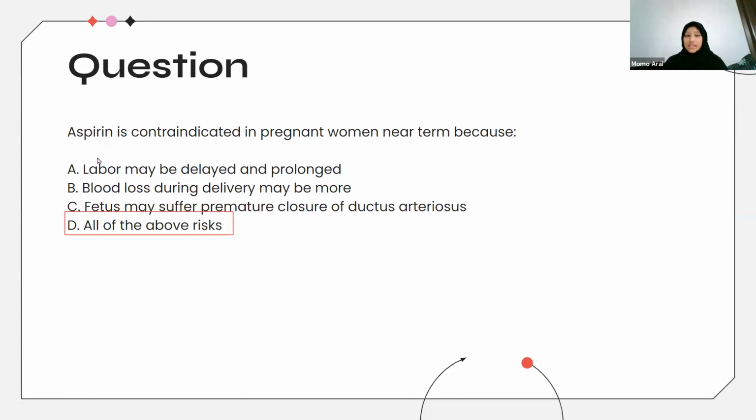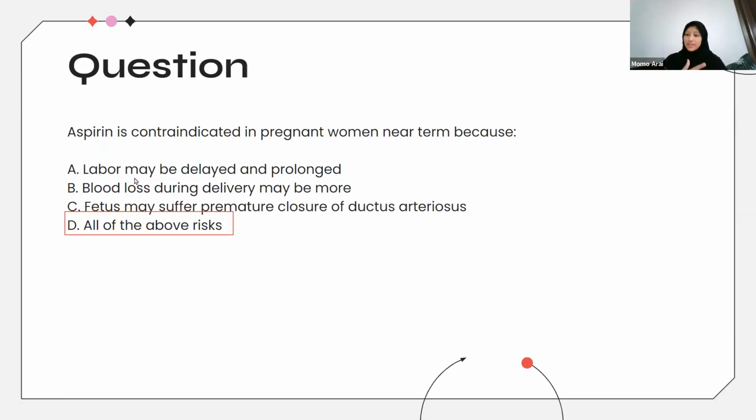Now this is all true. Labor may be delayed and prolonged. Why? Because first it inhibits COX-1 and COX-2, right? If it inhibits those enzymes, you have less prostaglandin. Prostaglandin is used for smooth muscle contraction, which induces labor, okay? So does that make sense?